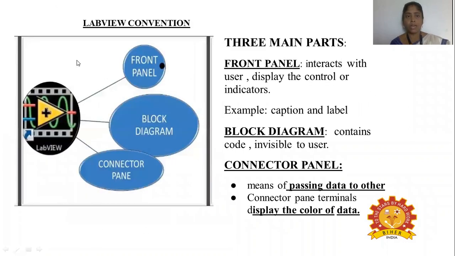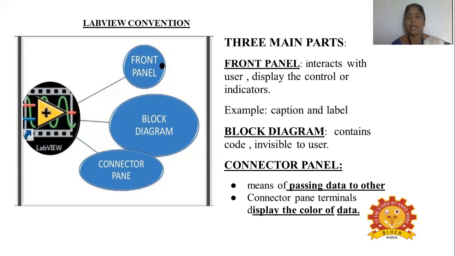When we talk about the LabVIEW convention, what are the three parts it has? The first is your front panel, which is what we are going to give as an input. It can be interacted with by the users and displays the controls as well as your indicators, like your caption and a label. What are the various symbols? If it is a pump, what symbol has to be used, and how can it be opened when it has to be opened? That is the front panel.